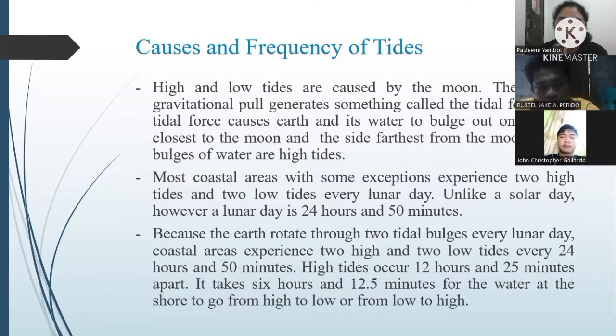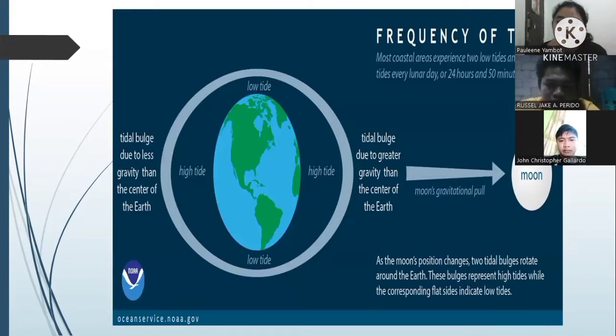Then most coastal areas, with some exemptions, experience 2 high tides and 2 low tides every lunar day. Hindi katulad sa solar day na kasi yung lunar day is 24 hours and 50 minutes. Then because of the rotation of the earth through 2 tidal bulges every lunar day, coastal areas experience yung 2 high tides and 2 low tides every 24 hours and 50 minutes. High tides occur 12 hours and 25 minutes apart. So it takes 6 hours and 12.5 minutes for the water at the shore to go from high to low or vice versa, from low to high. So ito yung frequency of tides.